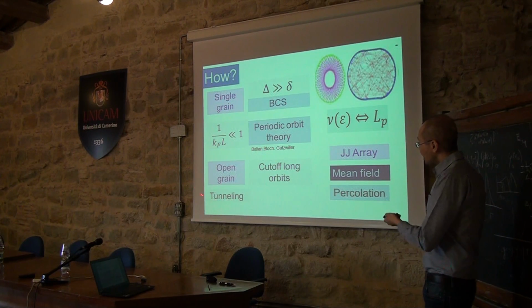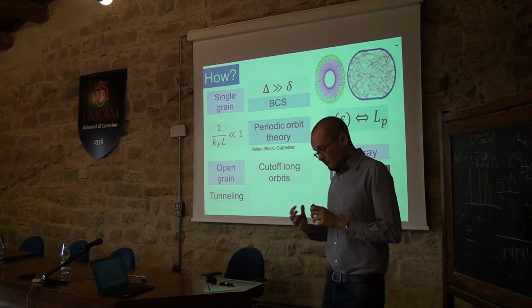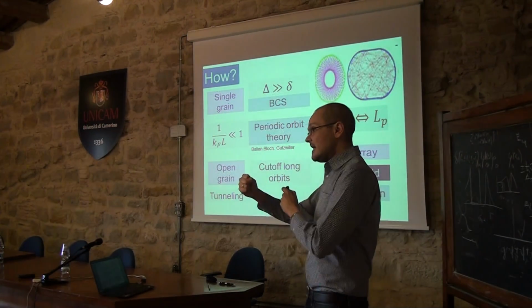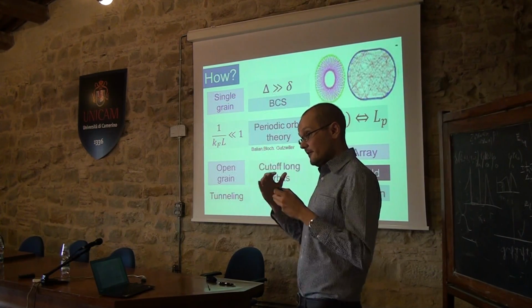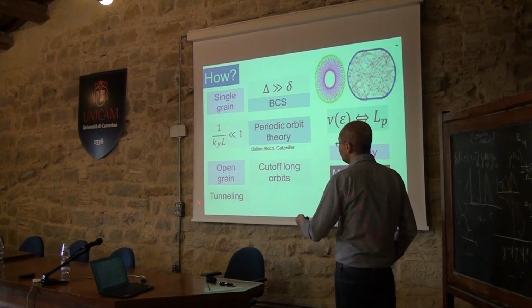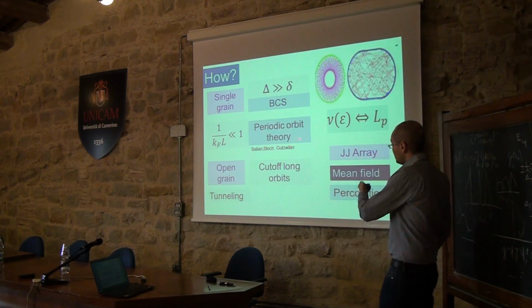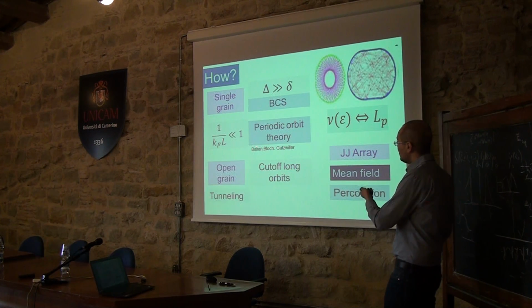Then the next step: this is for single grains, but we have to make the grain open. When we couple the grains, the size effect is going to be weaker, because the system is going to be open. So we need to include tunneling between grains in our model, which we know how to do in the context of periodic orbit theory, just by using some cutoff.